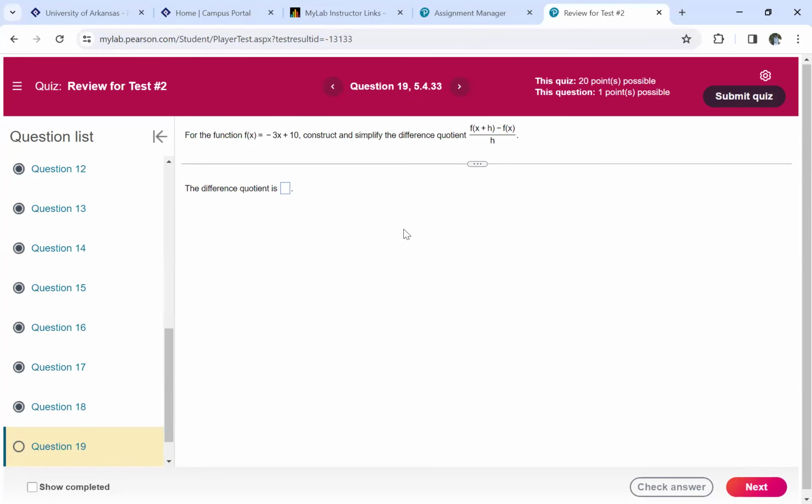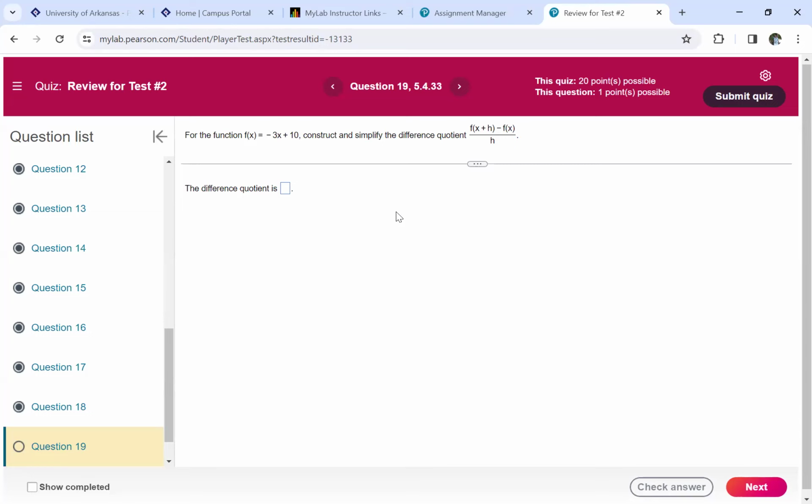All right, so this was sort of the last thing we learned, the difference quotient from 5.4. So let's see what they're giving us. F of x equals -3x plus 10. And notice they're going to give you the formula f of x plus h minus f of x all over h. So let's work this out.